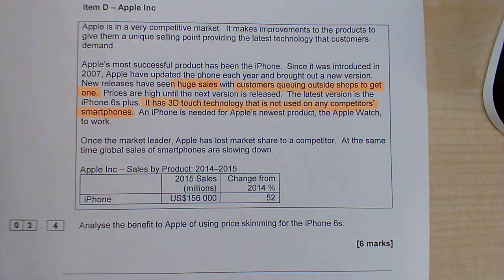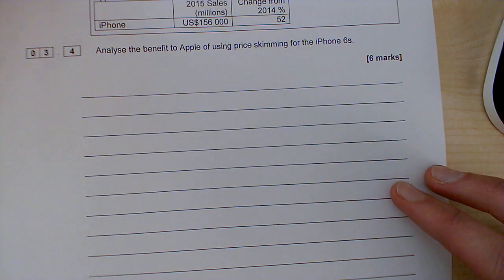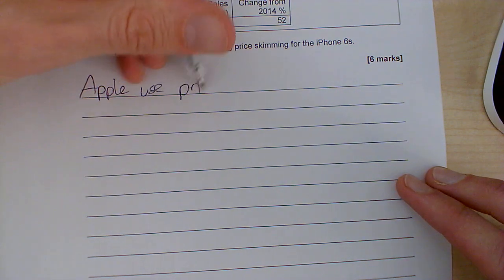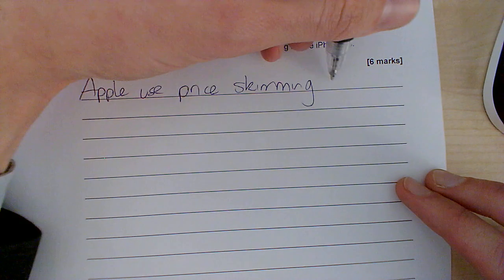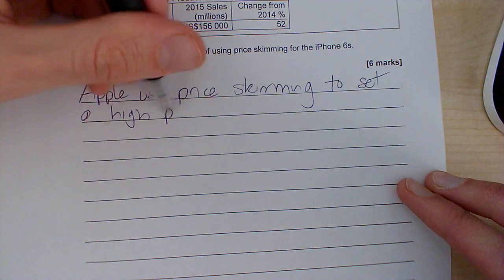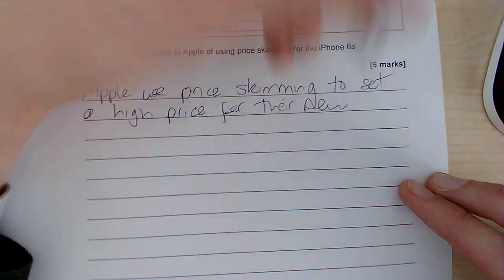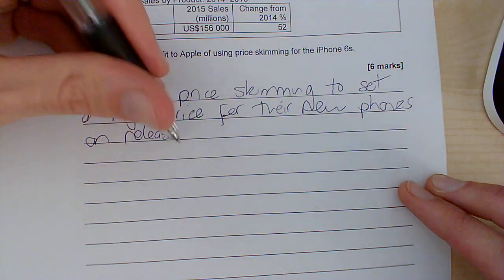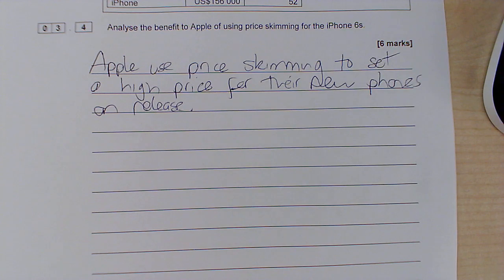So if I started with this, I would start by, for instance, starting off by saying Apple use price skimming. So Apple use price skimming to set a high price for their new phones on release. Now that obviously is just a starting point, okay? That's just over there, a starting point.